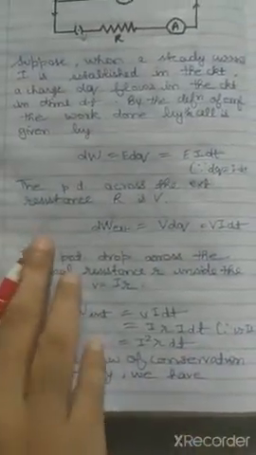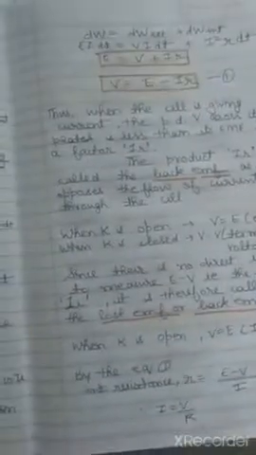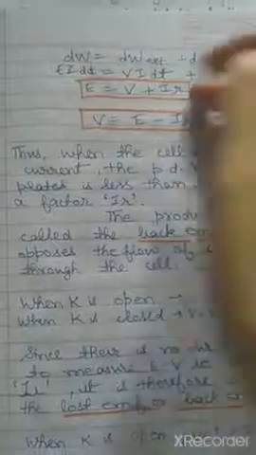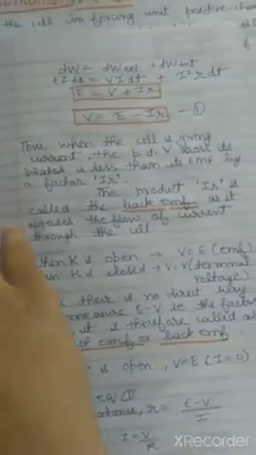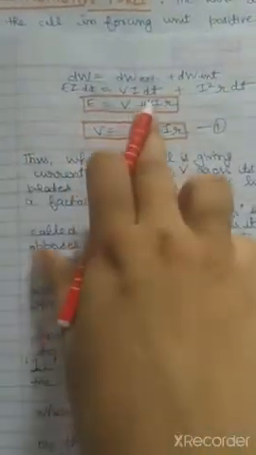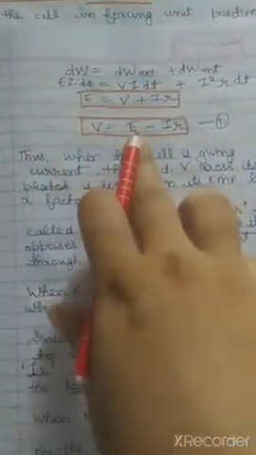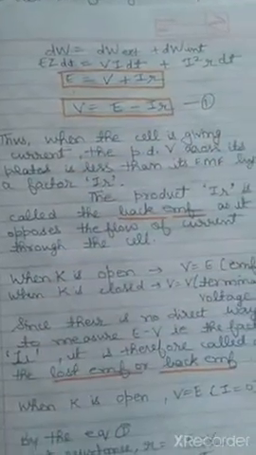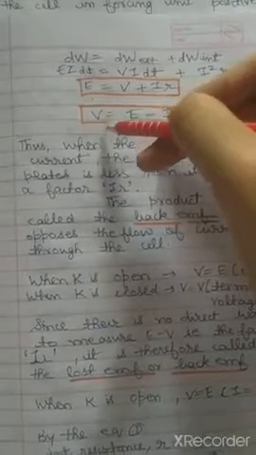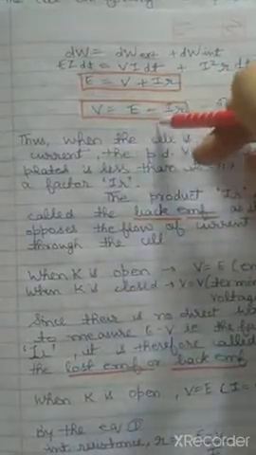Now by the law of conservation of energy we can say that the total work done will be equal to the sum of internal plus external work done. So in this case we have E is equal to V plus I r. So V will become equal to E minus I r. So what does it indicate? That the terminal voltage is less than the EMF by a factor I r.